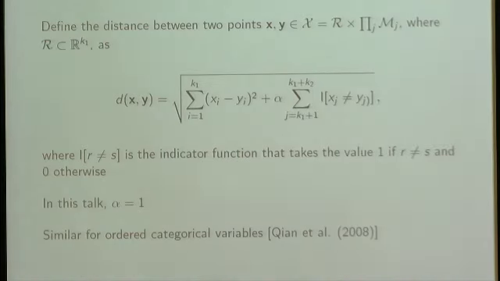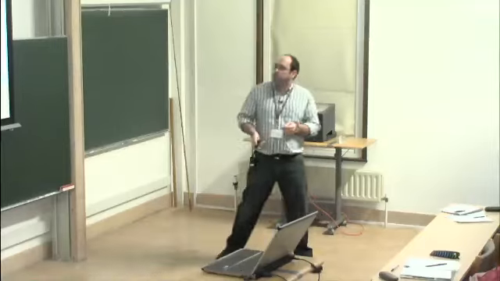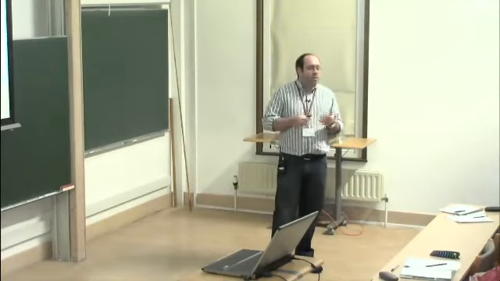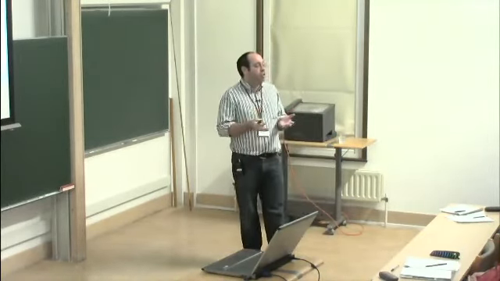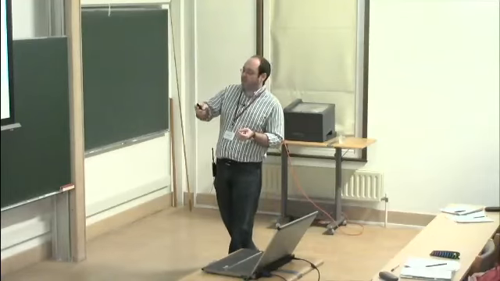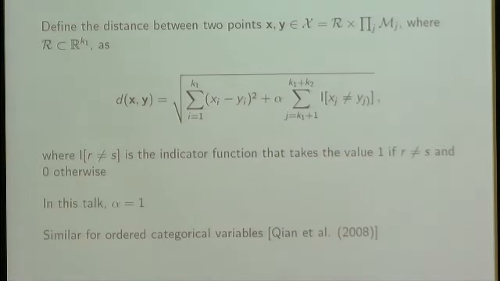And this clearly is going to work for unordered categorical variables. For more complicated categorical variables with more structure, like ordered categorical variables, you can define some similar types of distance metrics to put in here.